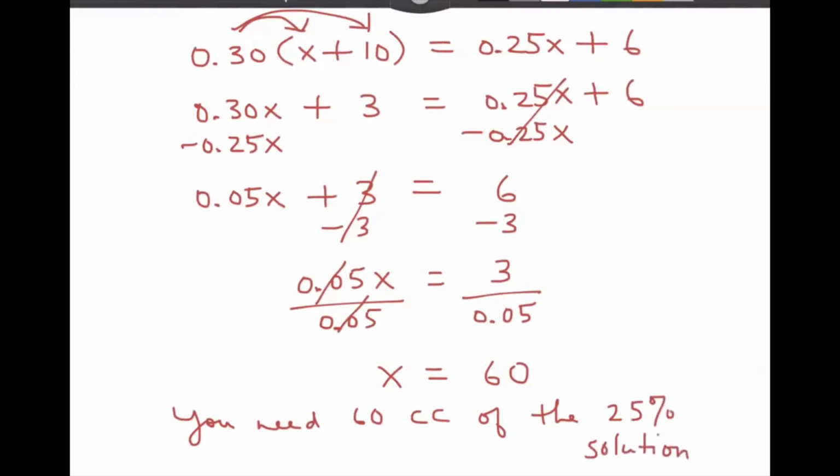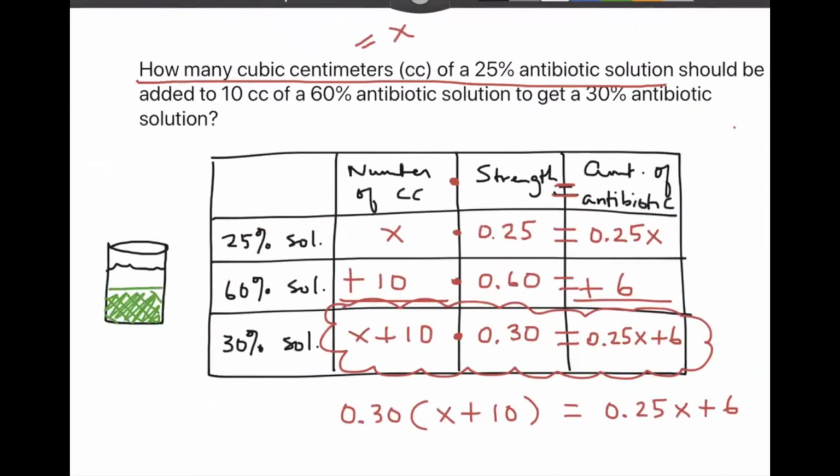And I'll just point out that that answer makes sense. If you look back at the original problem, we're combining a 25% solution with a 60% solution and getting a 30% solution. 30% is much closer to 25% than to 60%. So it makes sense that there would be a lot more of the 25% solution.